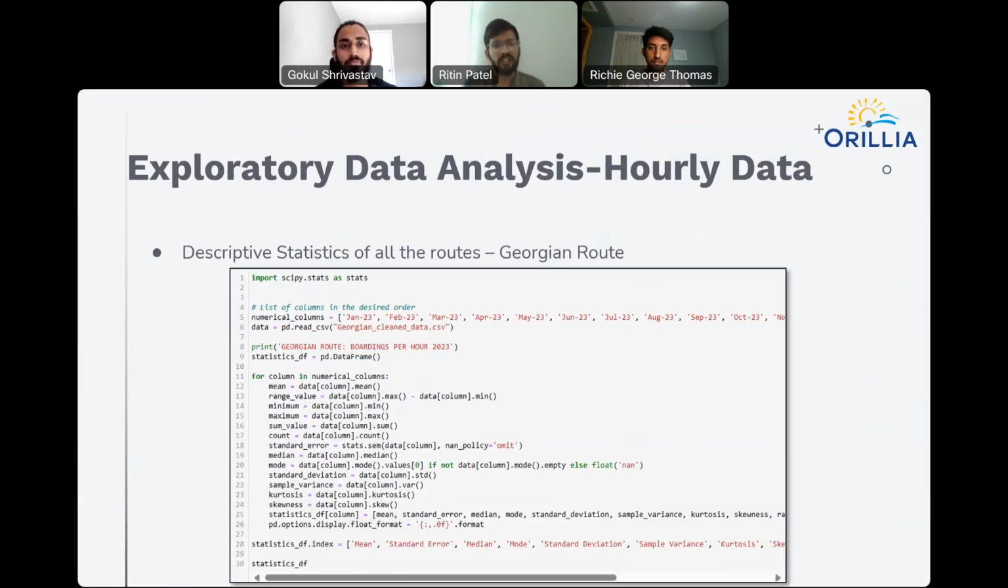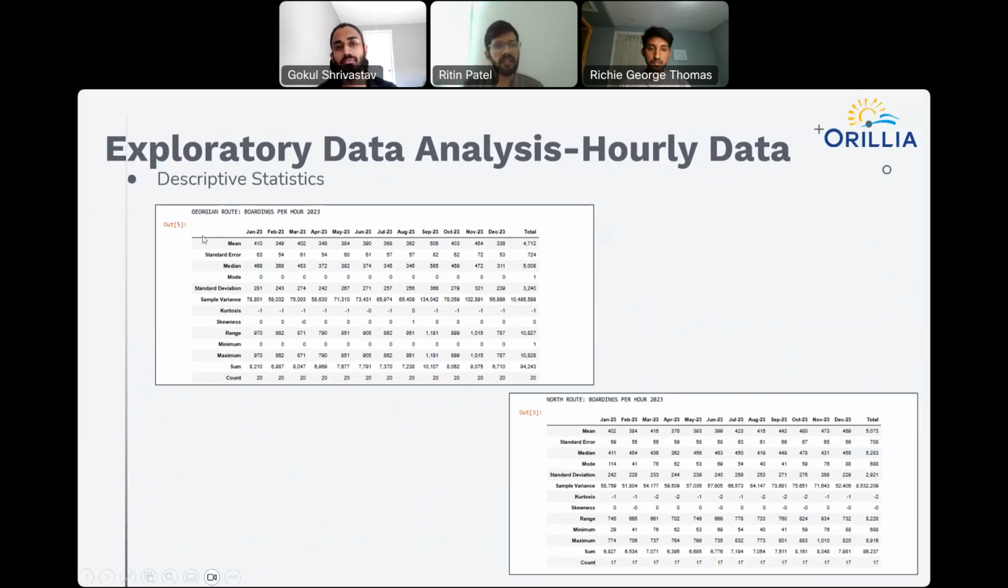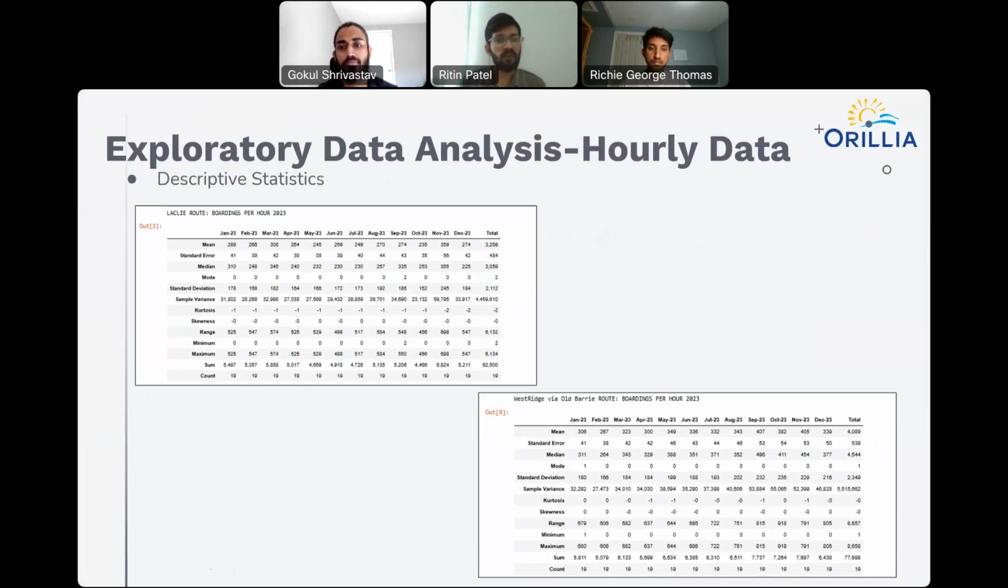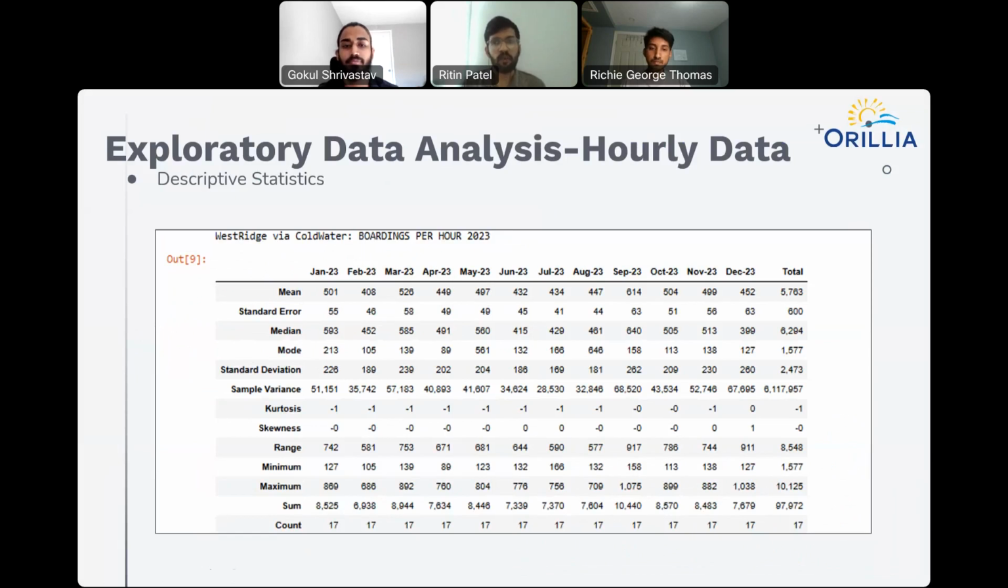So here you can see for the Georgian route, we have created the descriptive statistics for hourly basis data. As you can see, this is the final output for the Georgian route, where you can see the mean people count, maximum and minimum people count on hourly basis over all the months and then total. So you can see for the Georgian North route, then these two are for South A and South B. These two for the LaSalle route and the Westridge Oldbury route. And this is for the most widely used, the Westridge via Coldwater route.